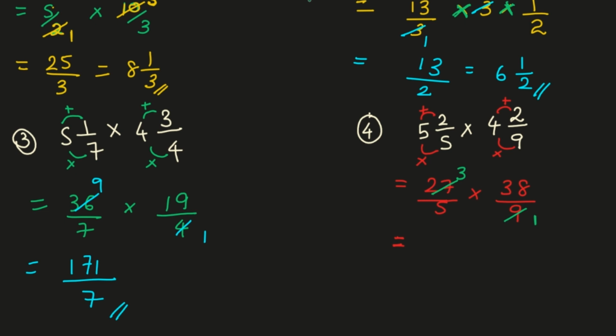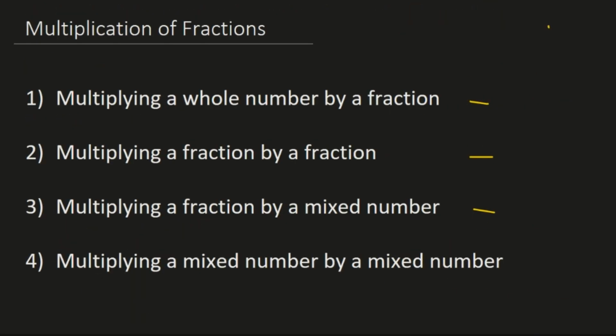3 into 38, it's 114, right? Yes. Then 5 into 1, it's 5. So this is an improper fraction. Keep it as a mixed number. That's for homework. Okay, we have come to the end of this lesson.